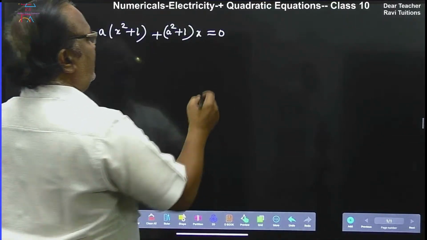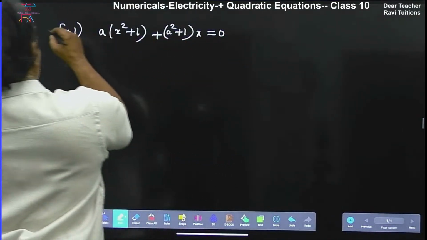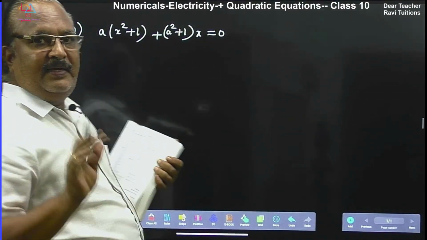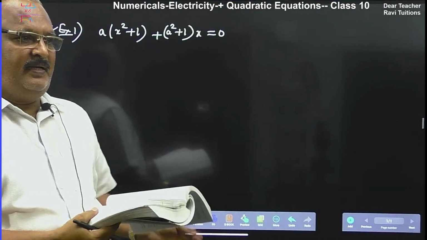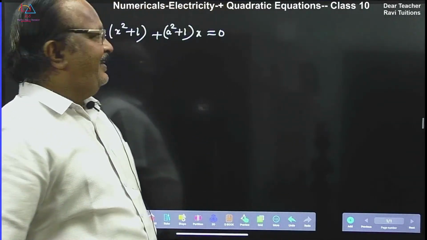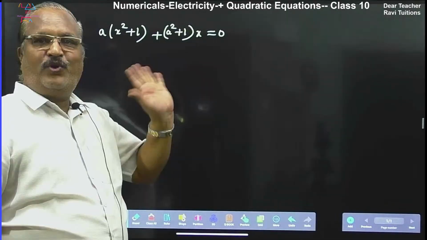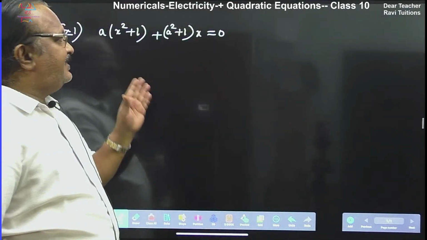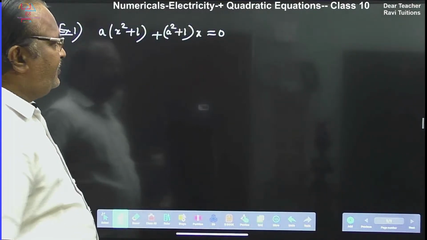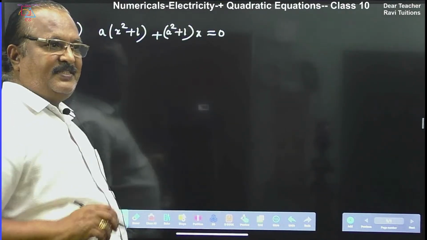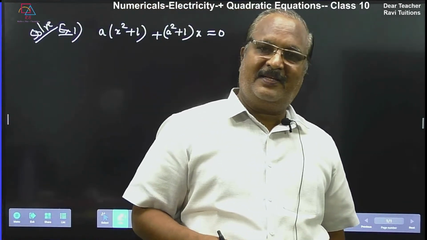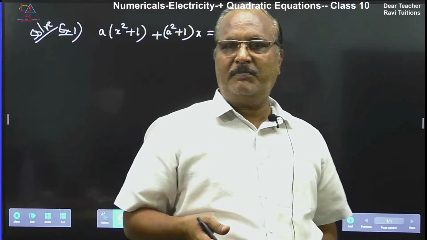So this question is solved. It's not a normal problem. 100% it is not a normal problem, because numerical coefficients are not there. In this, variable coefficients are there. a is the coefficient, so it is not that easy. You have to do this question by the factorization method, that means splitting the middle term.